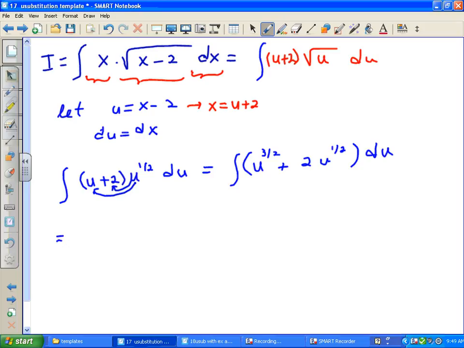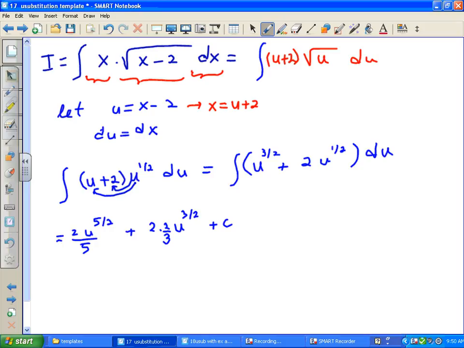The integral of u to the 3/2 will be u to the 5/2 over 5/2, or times 2/5. The integral of the second one: you add 1 to the power, so u to the 3/2, divided by 3/2 or multiplied by 2/3, plus C, as we always have when we are integrating and there are no limits.